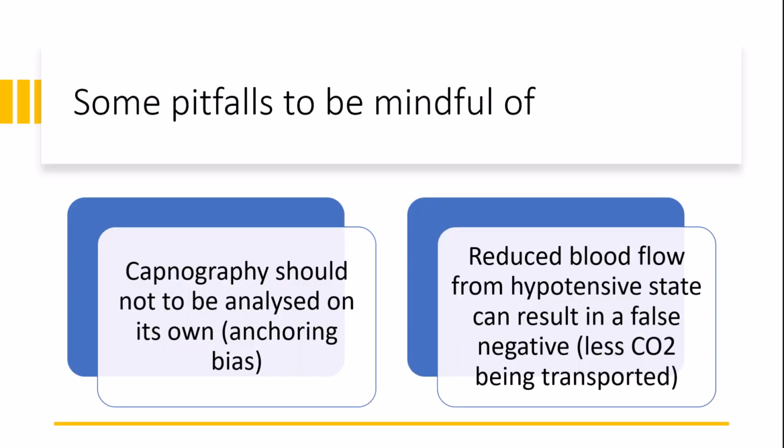Now, some pitfalls to be mindful of: capnography should never be used or analyzed on its own. This is known as anchoring bias. If we simply look at the number without context, we can very easily fall down a tunnel vision approach to care. Capnography should always be done as part of a comprehensive patient assessment using all your vital sign metrics, so your blood pressure, your respiratory rate, your heart rate, your ECG, your SpO2 monitor, and your sugars.